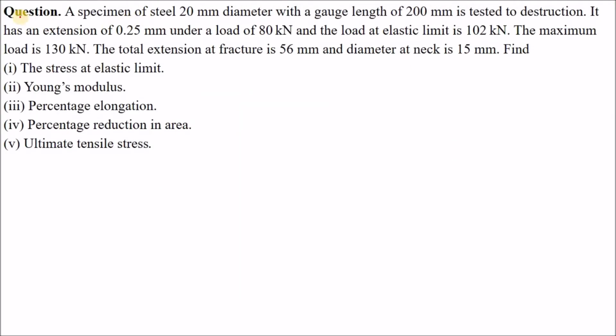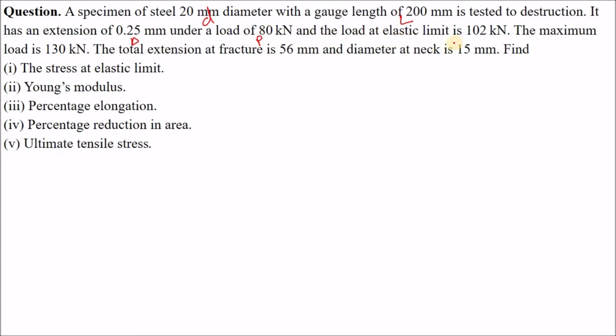Read the question first. A specimen of steel, 20 mm diameter, is given to us with a gauge length of 200 mm, and it is tested to destruction. It has an extension of 0.25 mm, del, under a load of 80 kN.